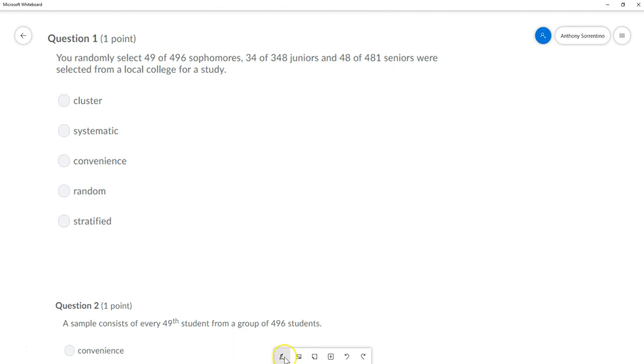So there was some grouping going on here, which means we're looking at between these two. I can see arguments made for either of them, but most of the time when you're dealing with a cluster, you tend to take all the elements of the cluster. So I would tend to choose all the sophomores, all the juniors, all the seniors. That's one thing that leads me away from that one.